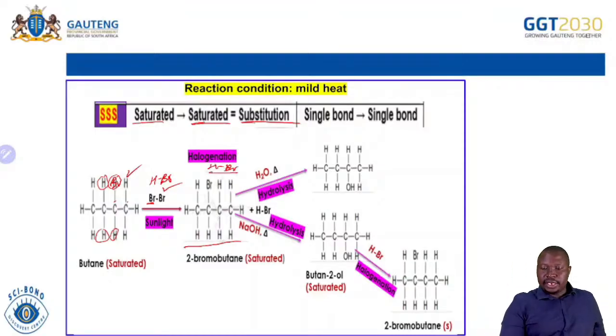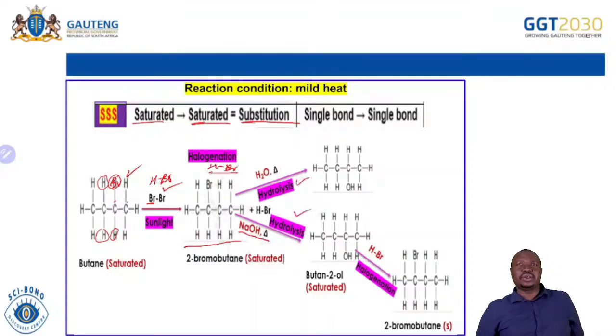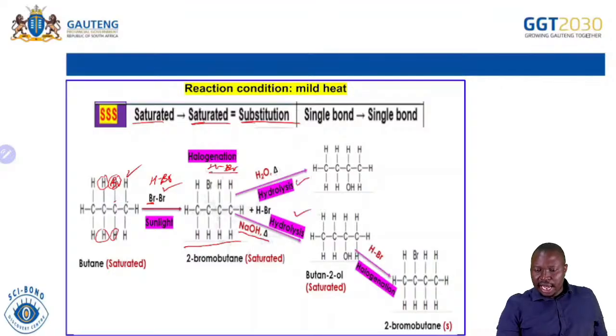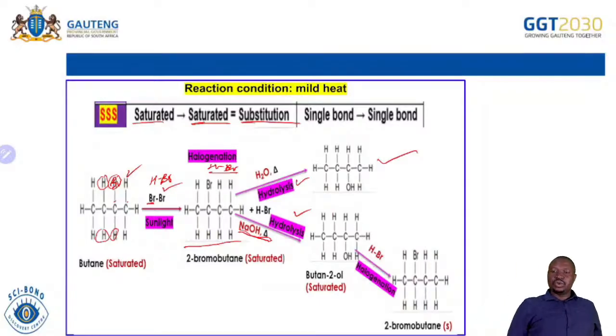From there, we can use water and mild heat, or dilute sodium hydroxide and mild heat. That process is called hydrolysis. There are 2 types of hydrolysis reactions that you must remember. Those hydrolysis reactions are as indicated there. If you have a haloalkane, you can use water and mild heat, or dilute sodium hydroxide and mild heat. Then you are able to form your alcohol.